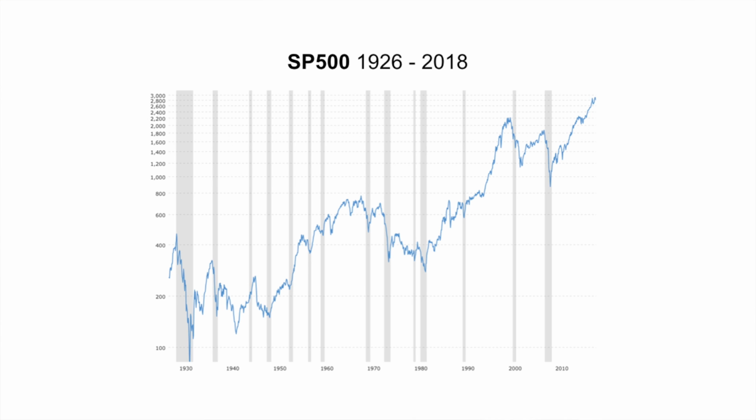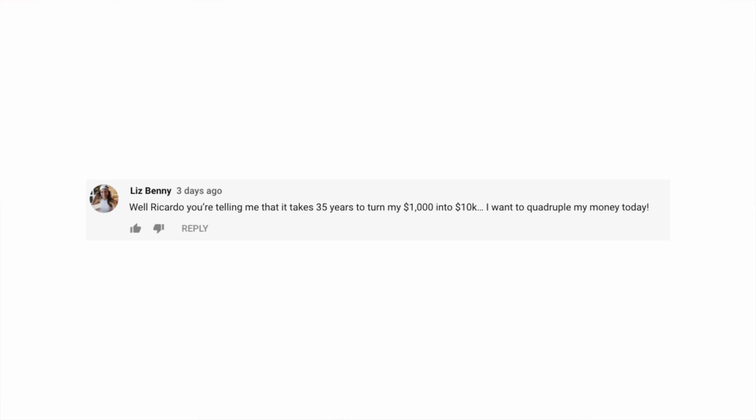The point that I'm trying to get across is that we have to take a look at the big picture. If you take a look at the chart of the S&P 500 over the past 5, 6, 7 decades, there were a lot of all-time highs as well as several crashes. But overall, if you look at the trend at a macro level, it keeps going up. And yes, some of you will say, well, Ricardo, you're telling me that it takes 35 years to turn my $1,000 into $10,000.